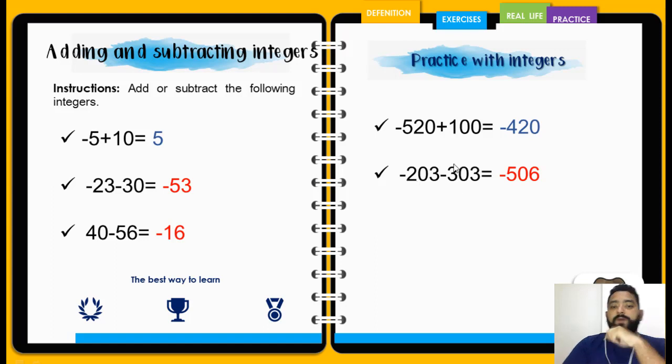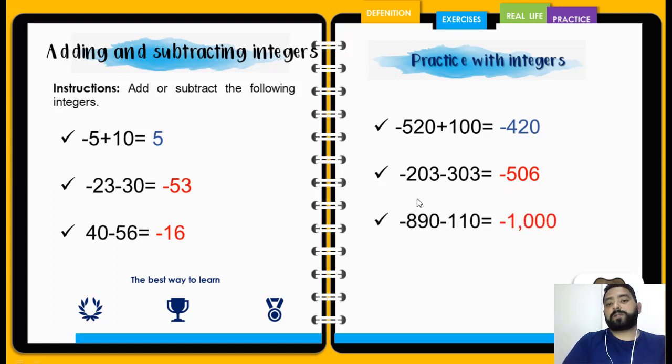Now here, as you can see, we have negative 203 minus 303. So these two numbers are negative and negative. This negative is for 300, it's not the minus sign, okay? So equal signs, we're going to add, and 203 plus 303 is 506. Now remember the rule, equal signs, we add them and keep the sign.